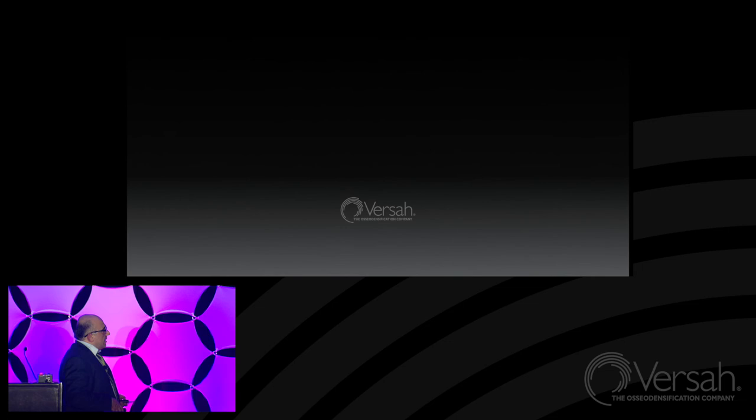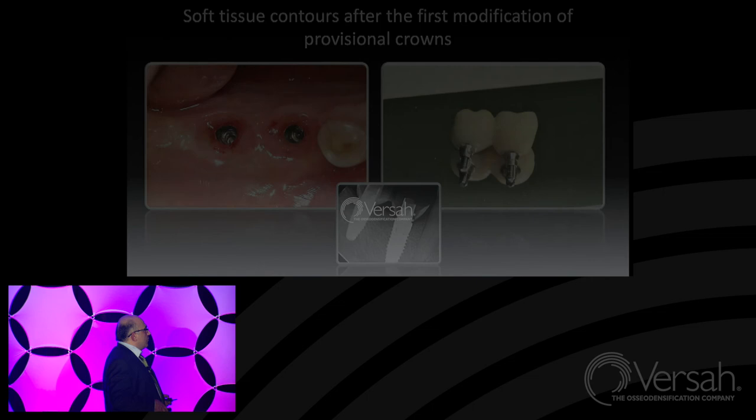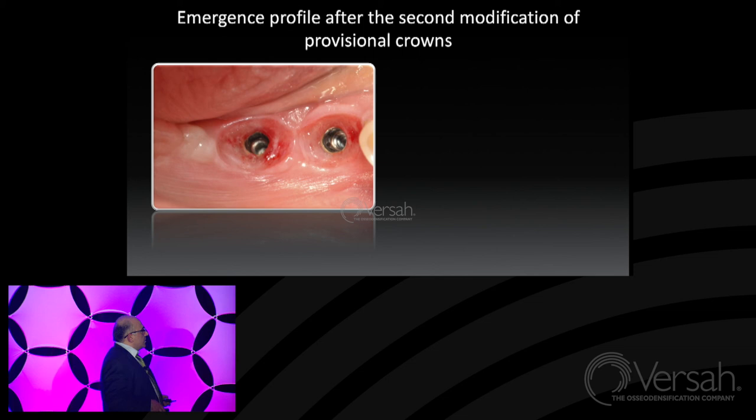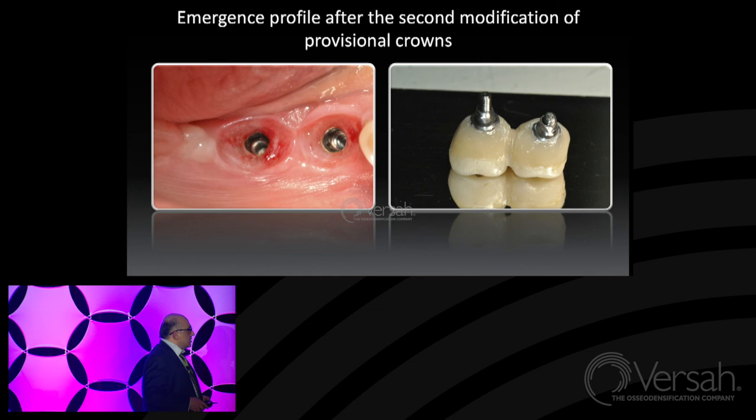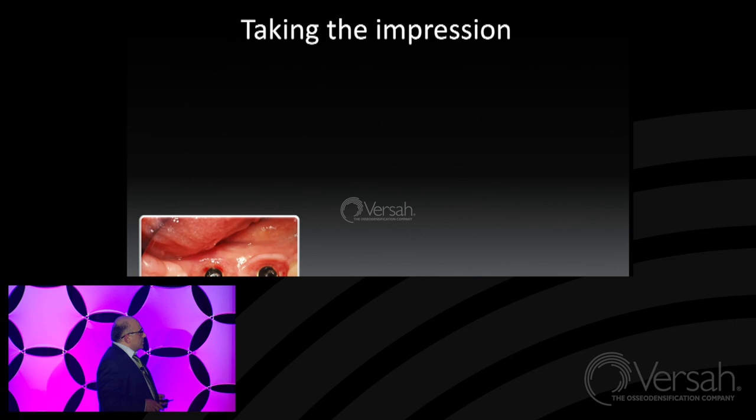Beginning to create new contour of soft tissue, adding some flowable composite at the neck of these temporary crowns. And this is new emergence profile after one or two times of modifying this provisional crown. This is the first provisional crown, then we modify it a second time. And using dynamic compression technique, we got new volume of soft tissue around the implants. Look at these new contours. I think it's very wonderful.